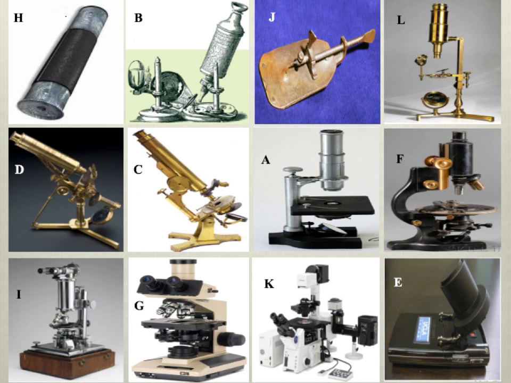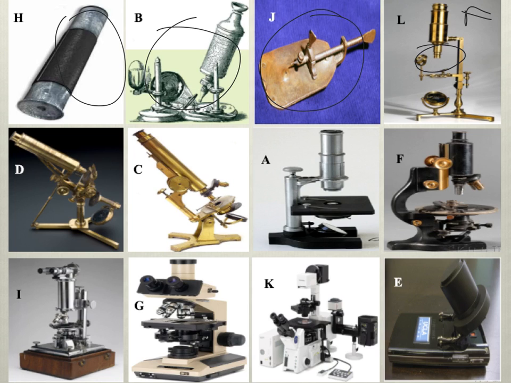You can see early on kind of very simple structures that just have your lenses. You're going to have an ocular lens, which is going to be the one that's near your eye, and then you're going to have a compound lens, or objective lens, which is going to be right here, that makes up your compound light microscope.